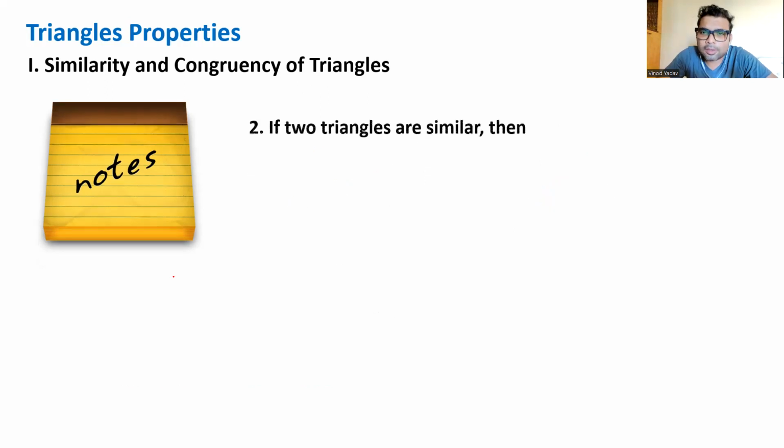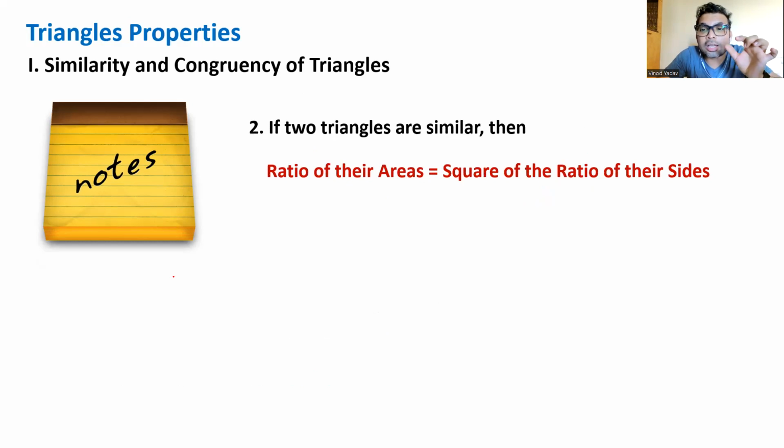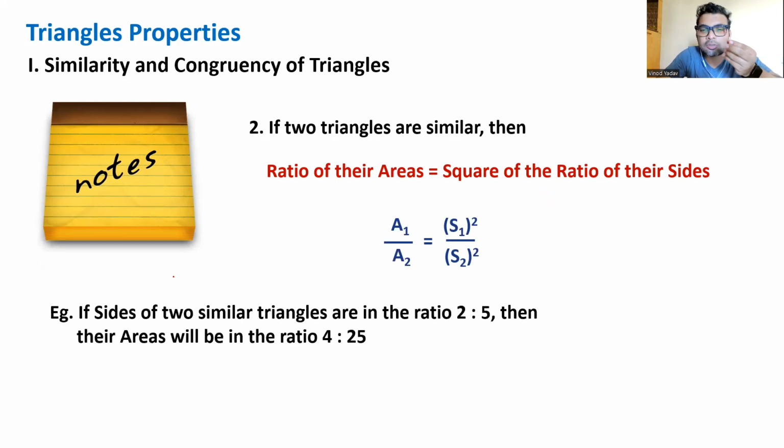If two triangles are similar, then also you should know that ratio of their areas will be nothing but square of the ratio of the sides. For example, if the ratio of the sides of the two triangles which are similar is 2:5, then ratio of their areas will be 2 square is to 5 square. So 4 is to 25.